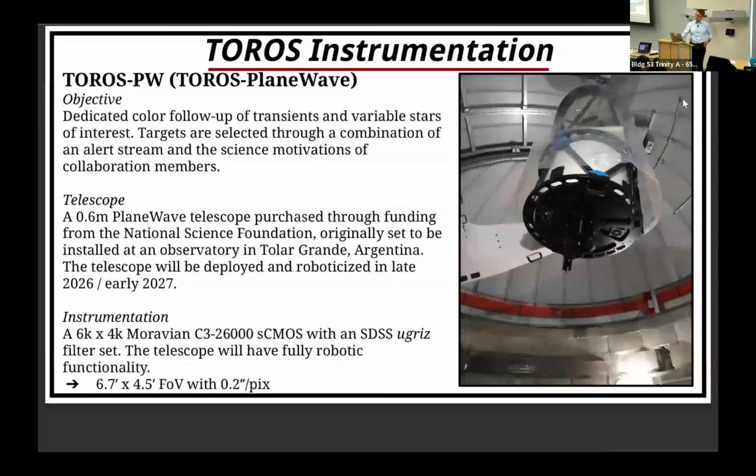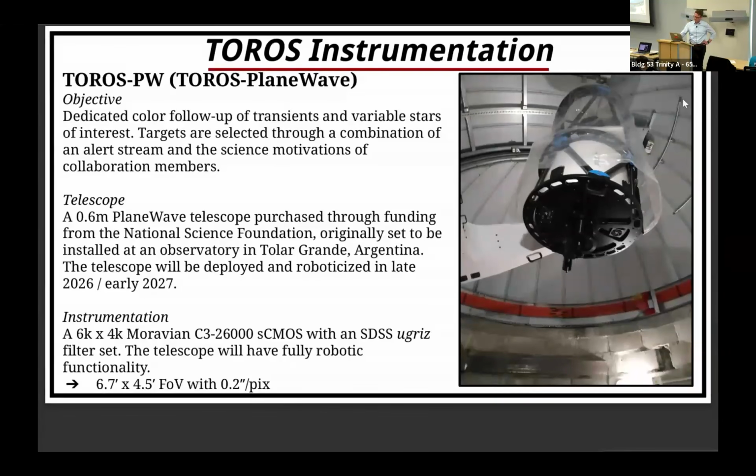The second telescope is called Toros PW. So we have these great acronyms. This stands for Toros Plane Wave. This telescope was originally supposed to be set up in a very far out there facility in Tolo Grande, Argentina, but we moved it down to Felix Aguilar for simplicity.